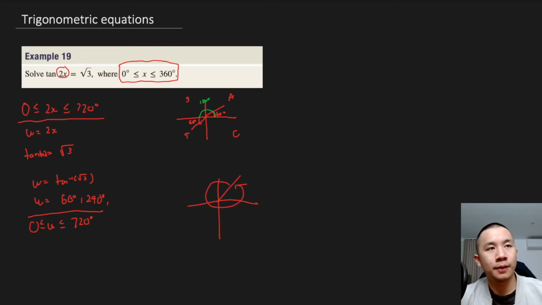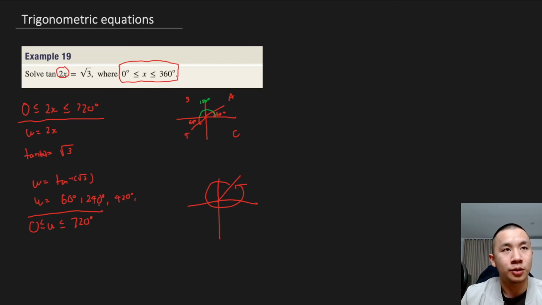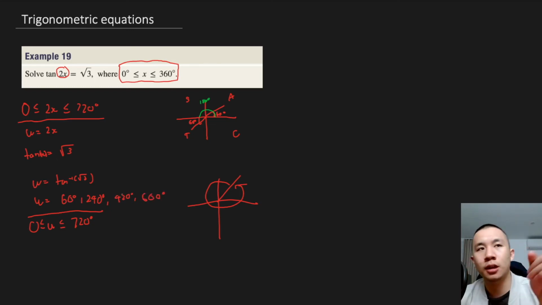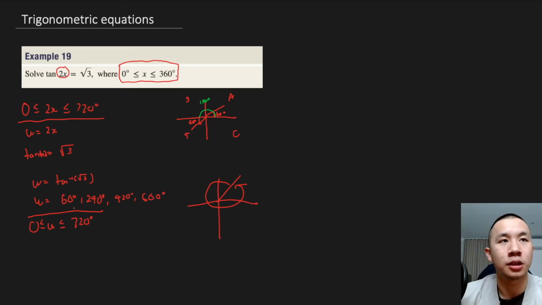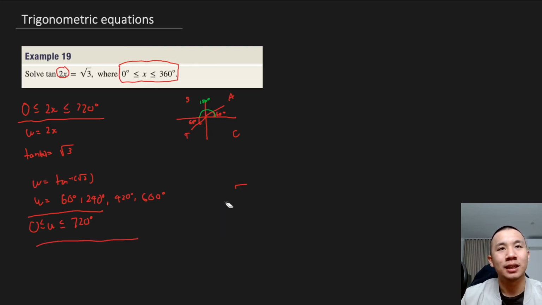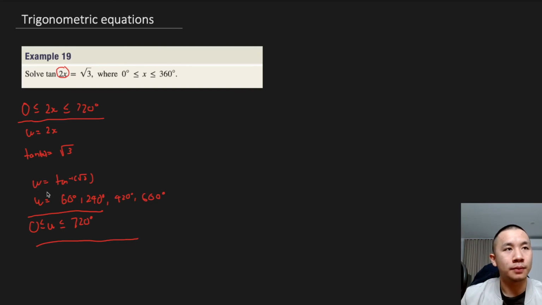So if I rotate these 360, or if you add 360 to these, you should get 420. And if you add 360 to this, you should get 600. Now, if you keep adding 360, they're going to go over 720. So you just leave it like this, okay? Now, the sad part is I'm actually not done with the working out, because we are asked to solve for x, not u, okay?